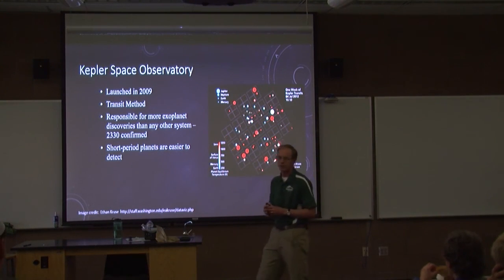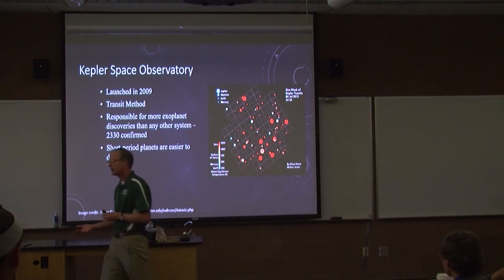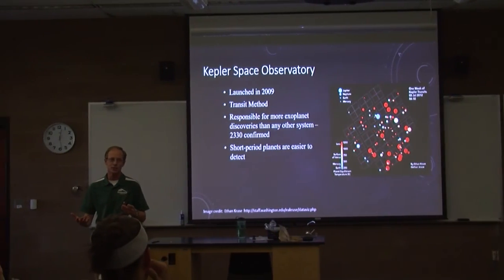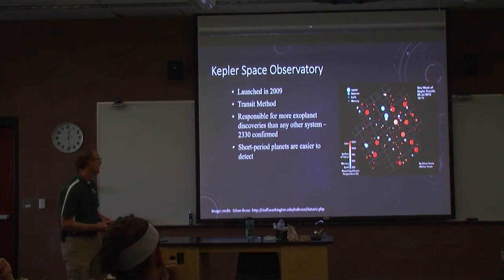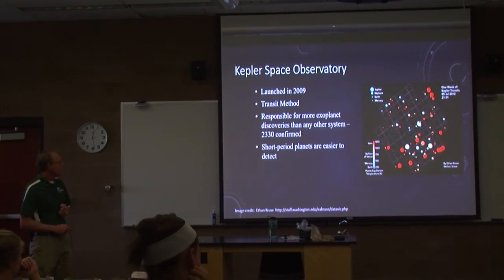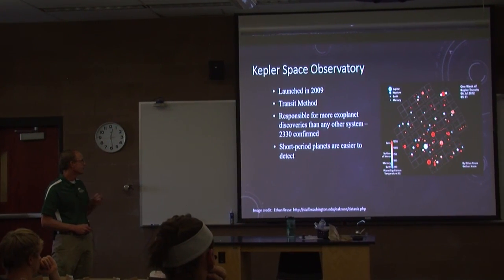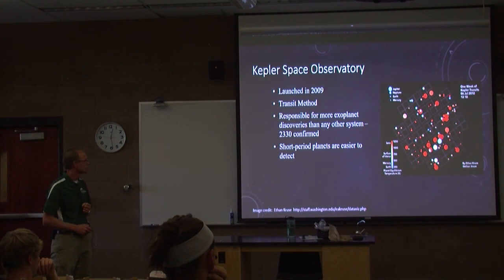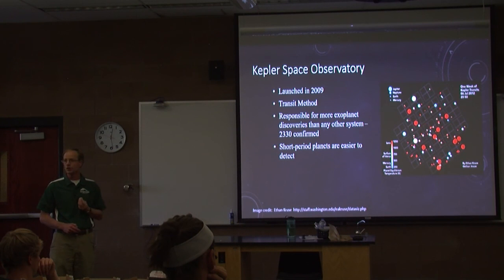Hot Jupiters was the name given after discovering 51 Pegasi b, because it's so close to its sun, it really shouldn't be there, but that's what they called it. What you get from this is there are a lot of large red dots there. A lot of that has to do with the selection, right?